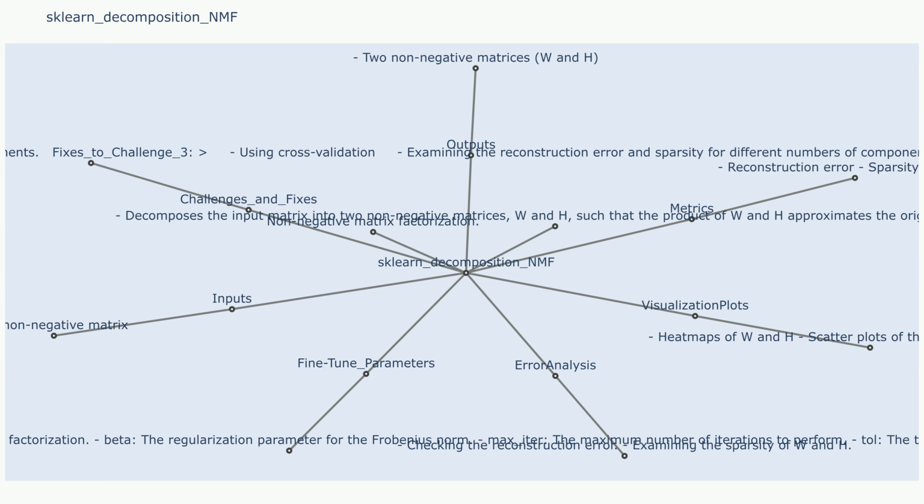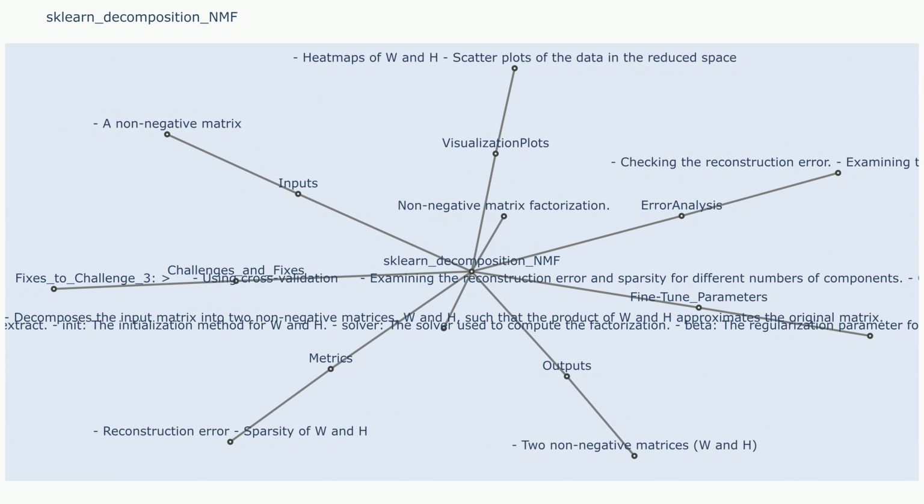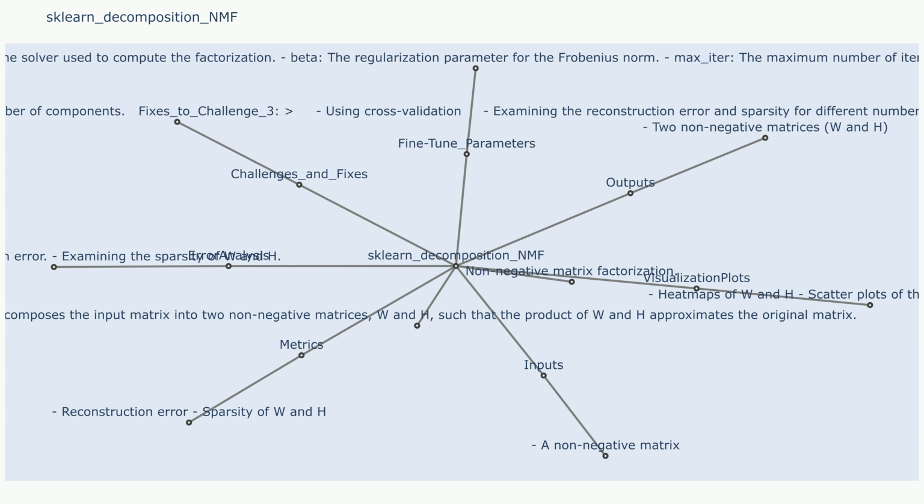Local minima: the NMF algorithm can get stuck in local minima, which means that it may not find the optimal decomposition. This can happen if the initialization of W and H is poor or if the optimization algorithm does not have enough time to converge. Solution: try different initialization methods, use different optimization algorithms, or increase the number of iterations.